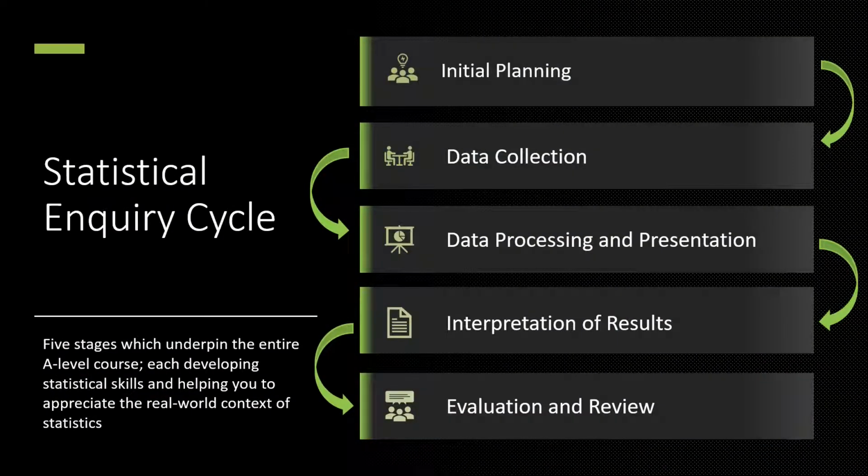The statistical inquiry cycle underpins the entire A-level course and helps you to appreciate the real-world context of statistics. During the course, you will develop your understanding of the cycle through a variety of authentic contexts. You will be required to analyse statistical information and form your own opinions. You may be asked to discuss how you would collect data in order to eliminate bias, how you would use the data to draw conclusions, how you would present the data using statistical diagrams, and what you would do differently to improve the results.